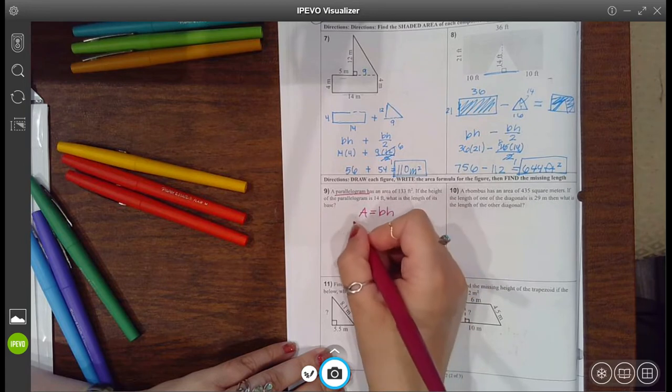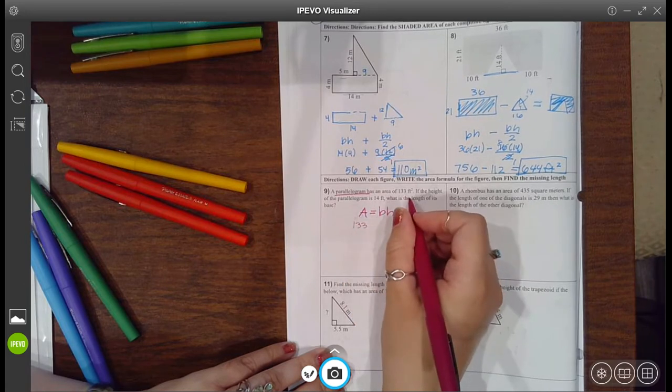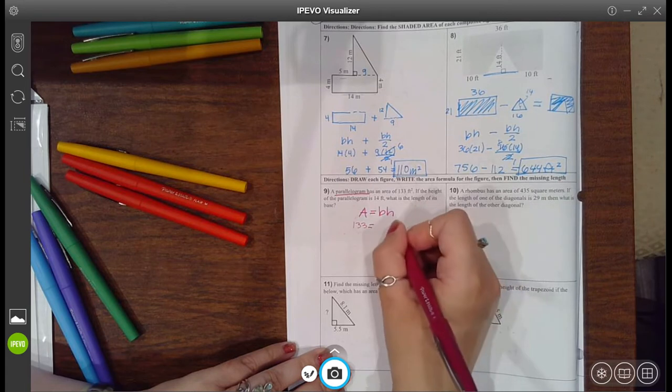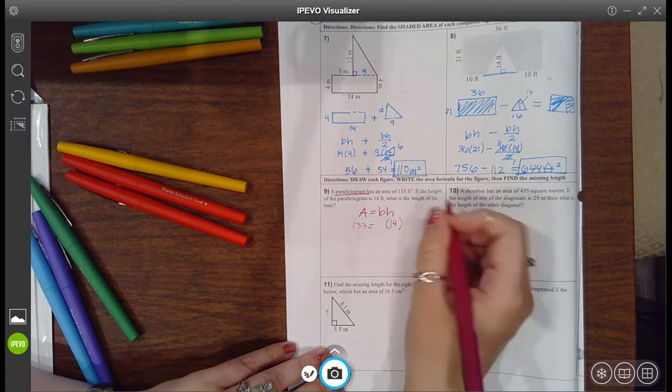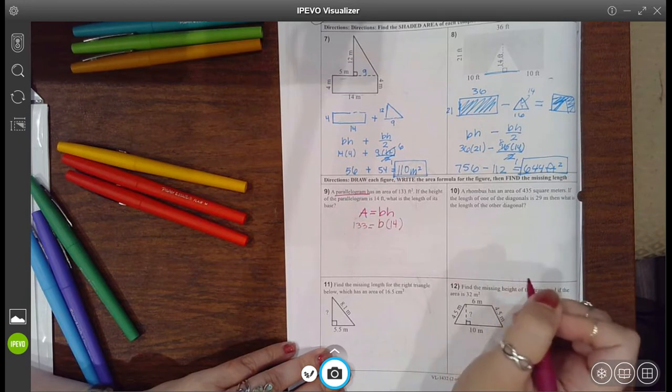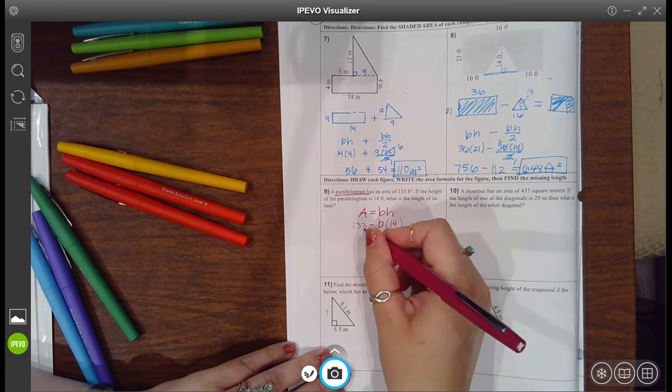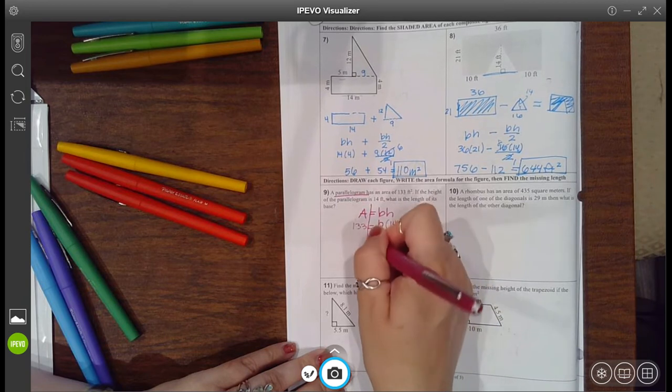It says the area is 133 feet squared, so I plugged that in for area. It says the height is 14. What is the length of its base? We don't know the base, so I keep it B. So something times 14 equals 133. How do you solve for that?